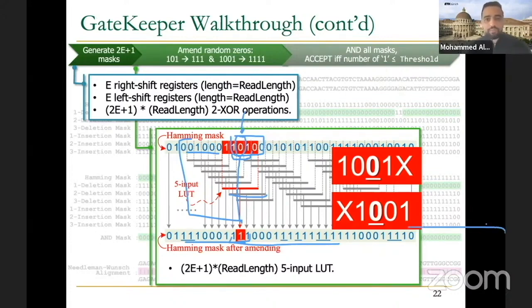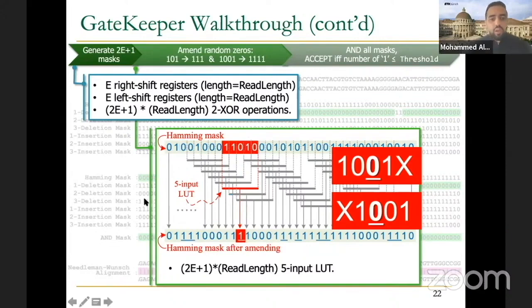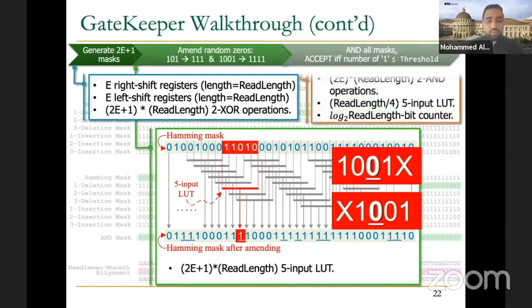Okay. Delete the annotation. Hopefully this is clear. This is where we change the vectors, and now we need an AND operation to calculate all of these vectors into the final vector, and then we need a counter to count how many ones we have in the final bit vector. And then we use a comparator to compare it with the threshold. And that's all for the implementation.